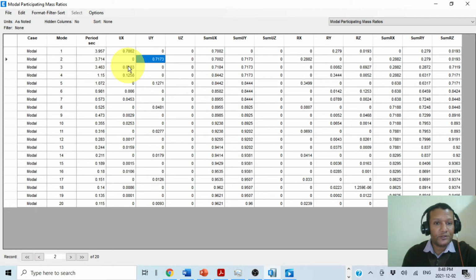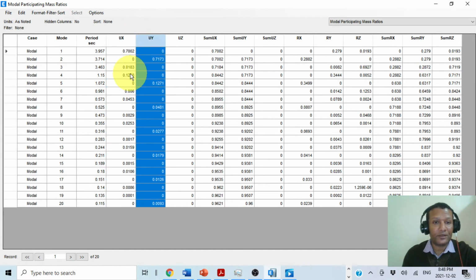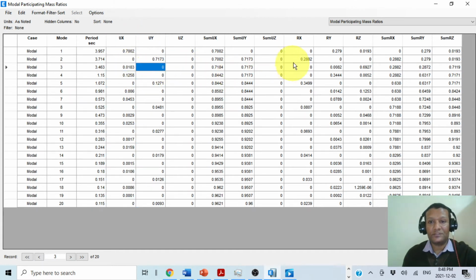Then the third one, you see, this is only 1%. That means this is Z, and UX and UY are 0%. Okay, so this one is almost 69% in the R direction. Again, mode 4, mode 5, mode 6, it will continue.